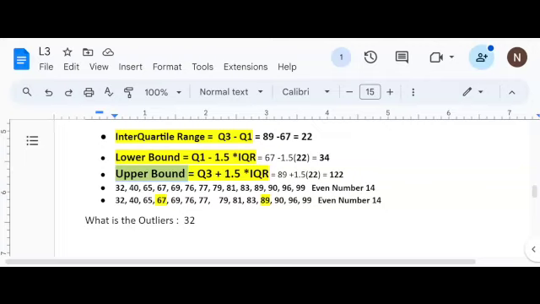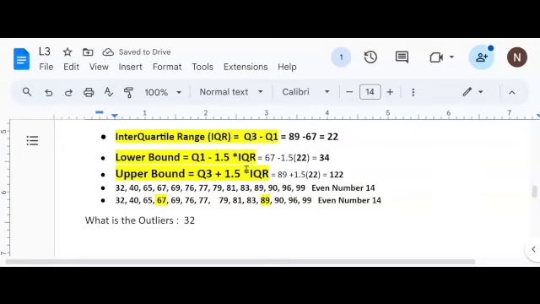Okay? But doctor, I have a question. For the lower bound we minus 1.5, for the upper bound we add 1.5. This is a formula. It's not my invention. It's a formula that we have to follow. And the abbreviation for this is IQR, so you don't get confused.